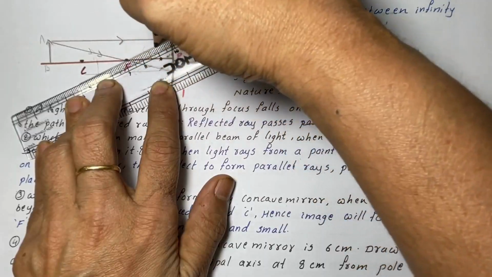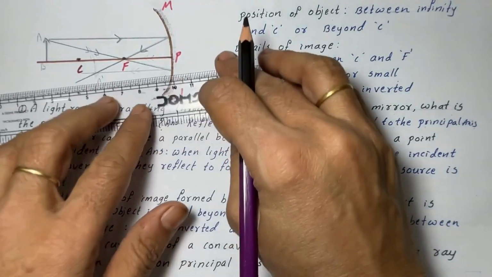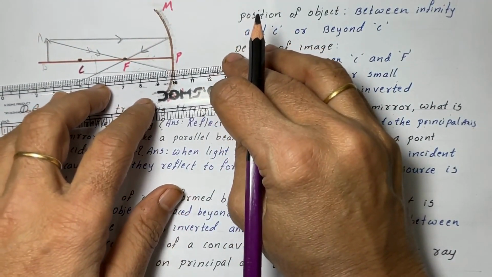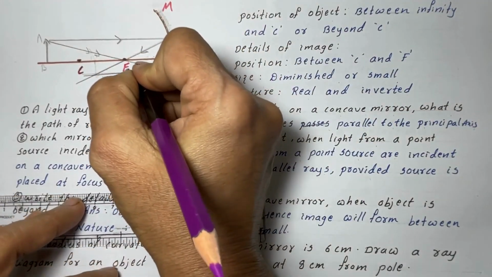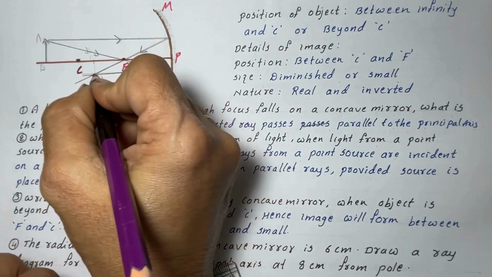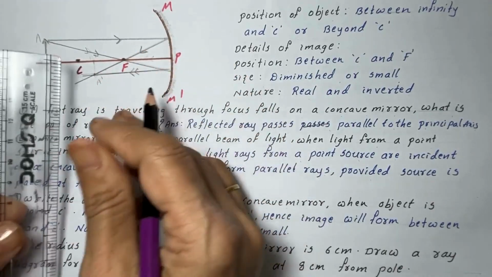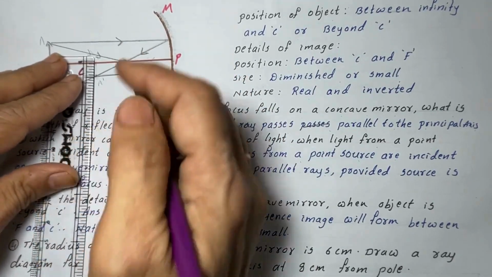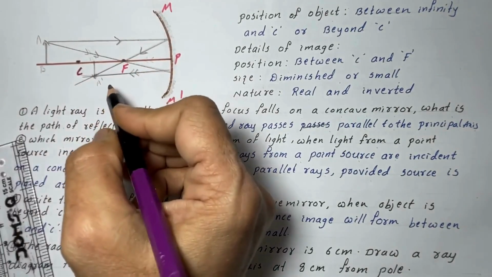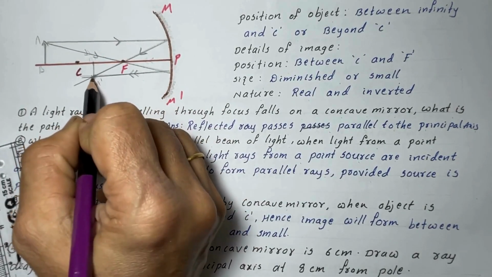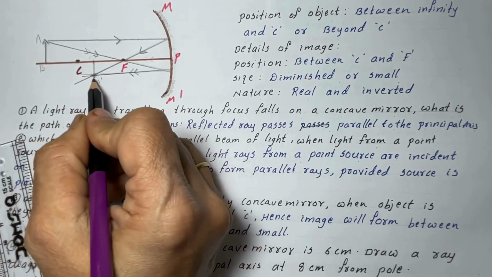So this is the direction of the reflected ray, and the ray which is passing through the focus, after reflection, passes parallel to the principal axis. So this is the direction of the second reflected ray, and this is the point where the two reflected rays intersect or converge. At that point we obtain one image. This is the image, the point where the reflected rays coming from A intersect.